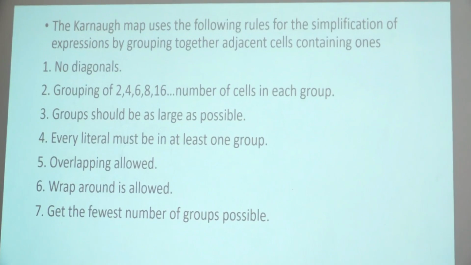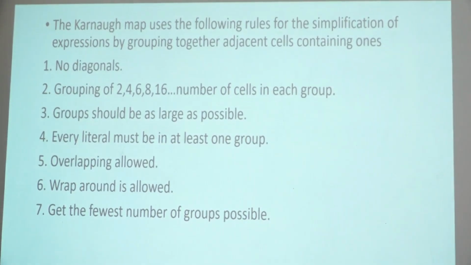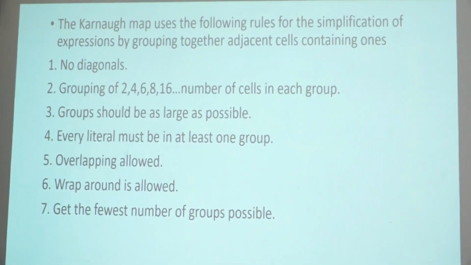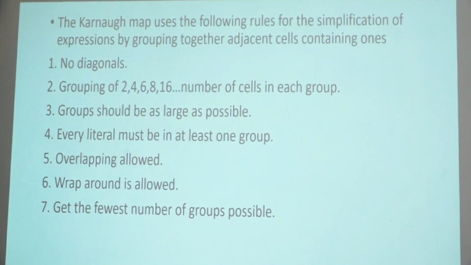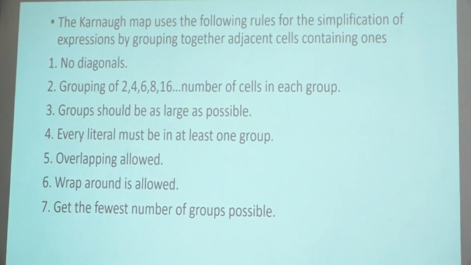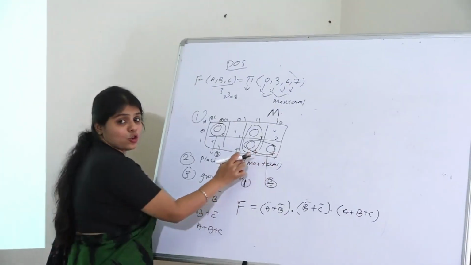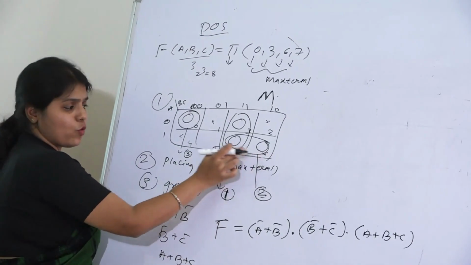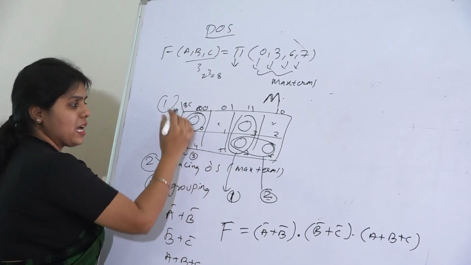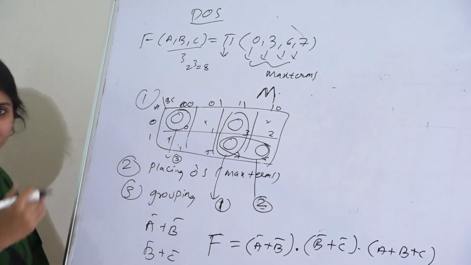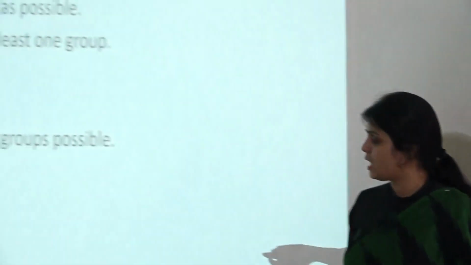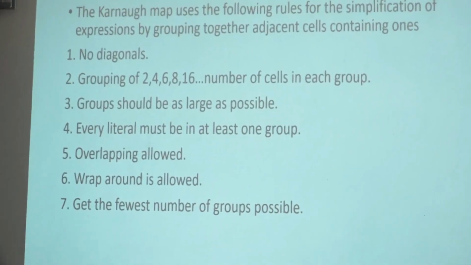Okay. So no diagonals, grouping of 2, 4, 6, 8, 16, the number of cells in each group. Group should be as large as possible. Each literal must be in at least one group, if not circle that literal. Overlapping is allowed. Wrap around. What is overlapping? One term. This is overlapping. Okay. 6th is overlapped with 7. Okay. Overlapping is allowed. And if suppose I have something like this, wrap around, turning. Okay. Wrap around is also allowed. Get the fewest number of groups possible.